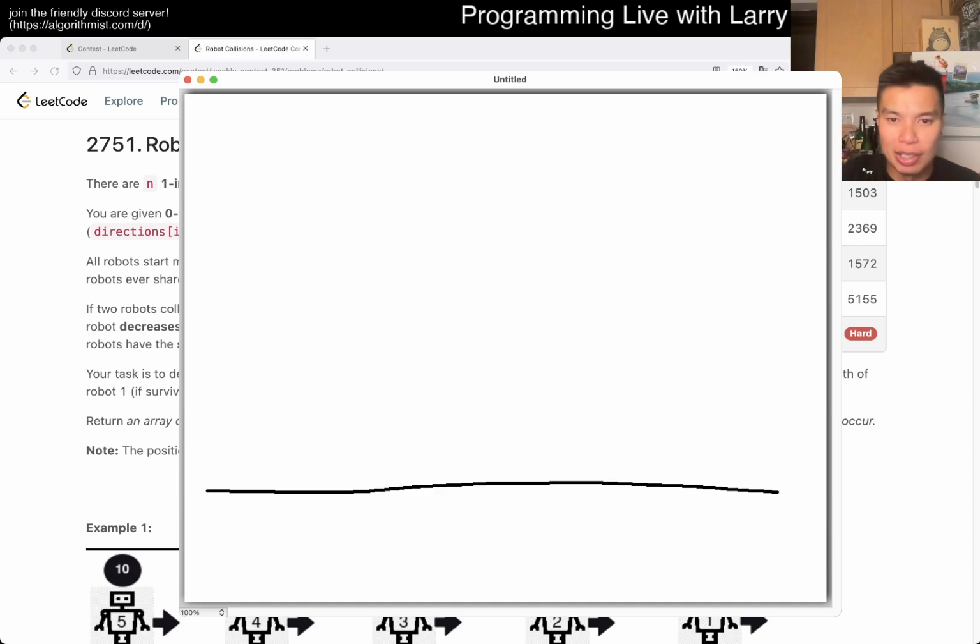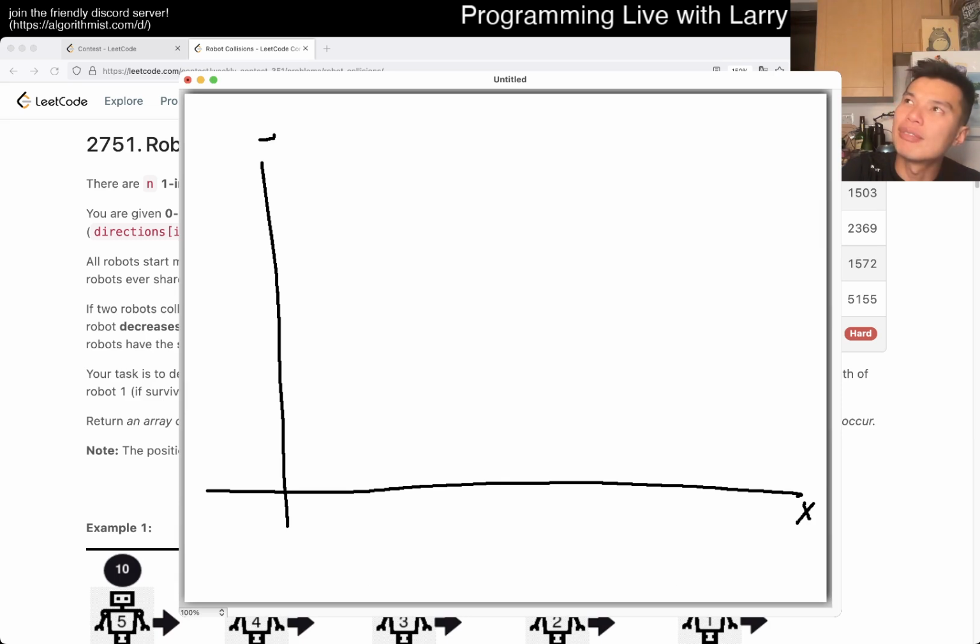Let's say this is the x-axis, and instead of the y-axis, we have the t-axis. Is it x over t or t over x? This should be right. So this is plus t, right? So that means time goes on.